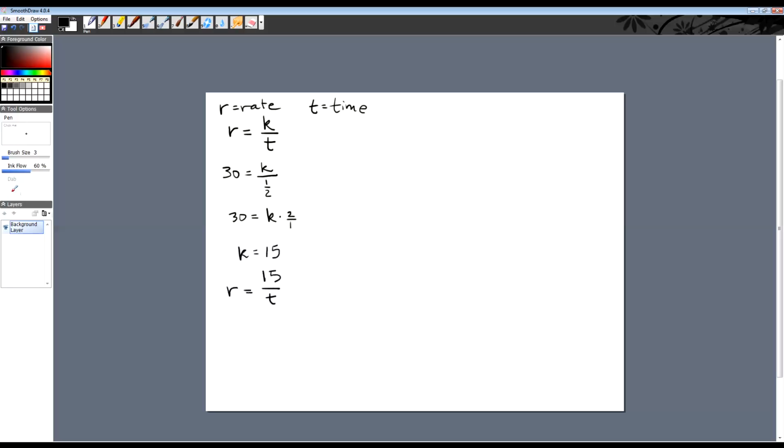The problem now states, what rate is needed to go the same distance in 3/4 of an hour? So the constant is 15, and the time is 3/4 of an hour. 15 divided by 3/4 is the same as saying 15 times 4/3. And this gives us 20 miles per hour.